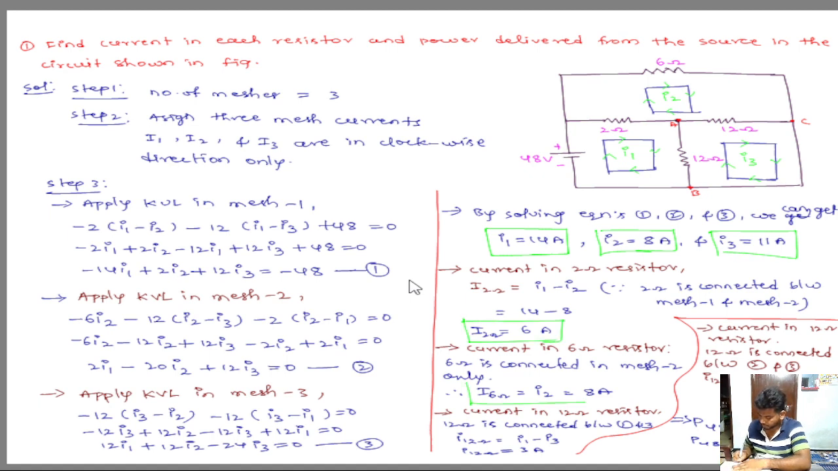Just highlight the answer. This is I 12 ohms, one more I 12 ohms. Yes, this is the source value. Is it clear? Thank you.